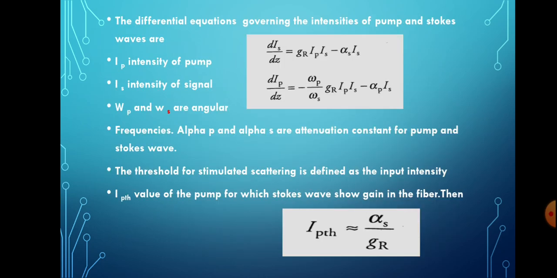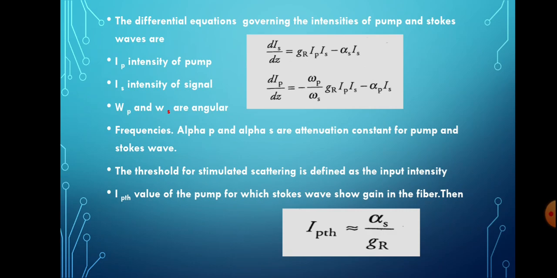So the differential equations governing the intensities of the pump and Stokes waves are dIs by dz equals gr into Ip into Is minus alpha s into Is, where Is is the intensity of the Stokes signal and gr is the gain of the Raman amplifier, and Ip is the intensity of the pump signal, and alpha s is the attenuation corresponding to the Stokes signal, and omega p is the angular frequency corresponding to the pump signal, and omega s is the angular frequency corresponding to the Stokes signal. So this is the differential equation governing the pump signal and Stokes signal.